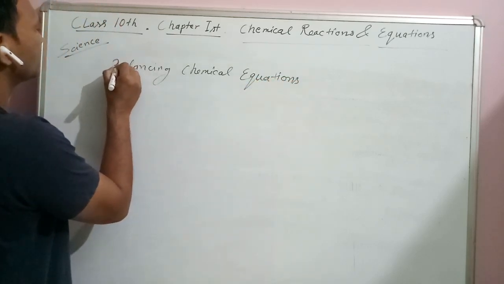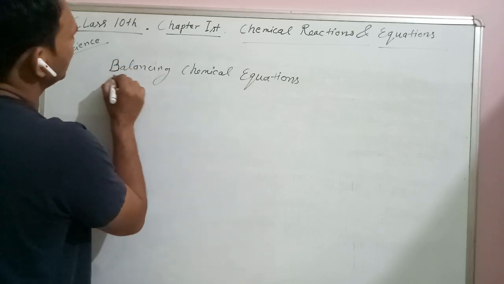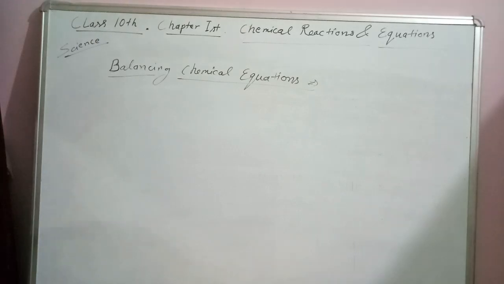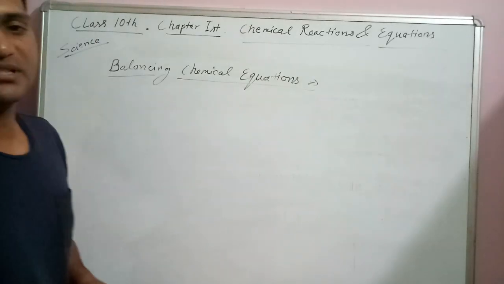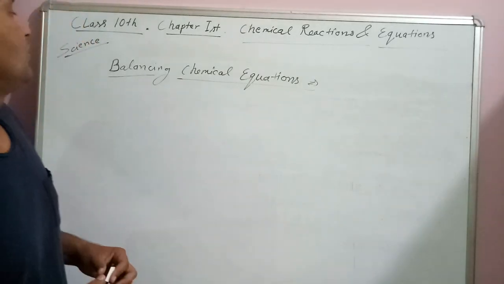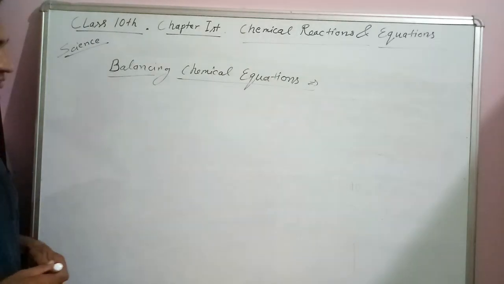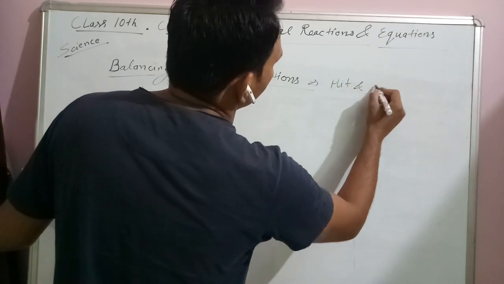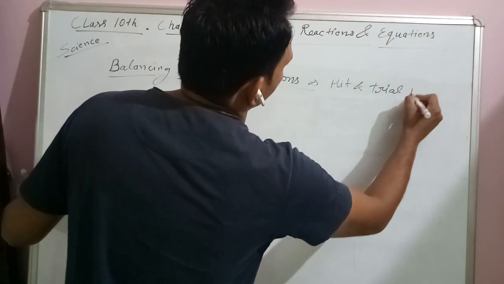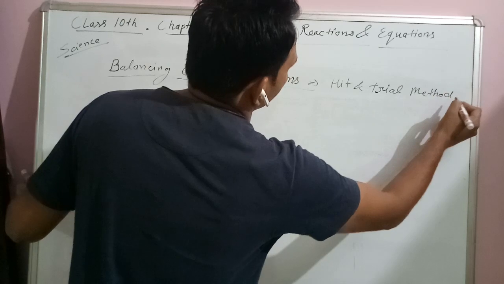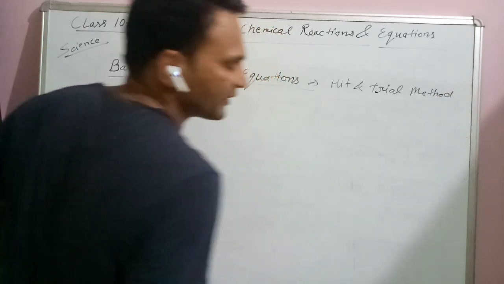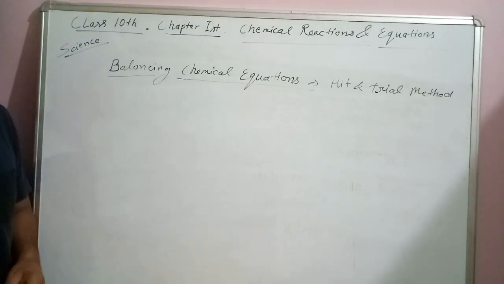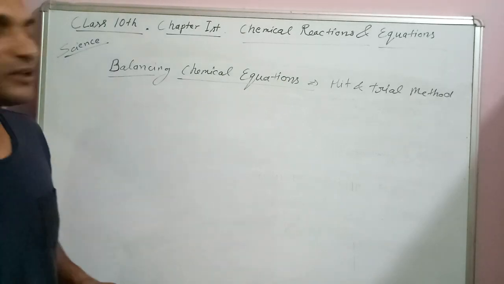Balancing chemical equations. As we discussed earlier, on balancing chemical equations, generally we use the hit and trial method. Try again and again to balance the chemical equation. So the hit and trial method is included in your syllabus.